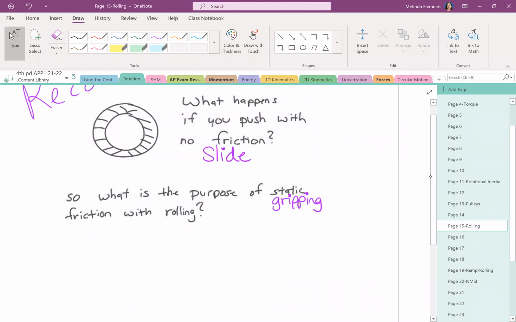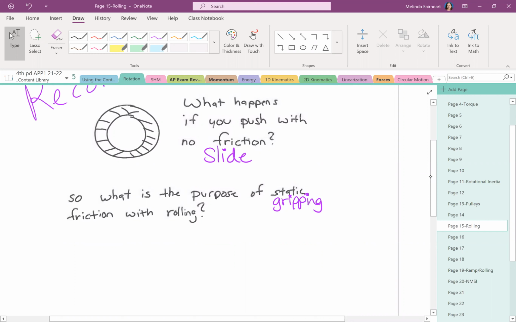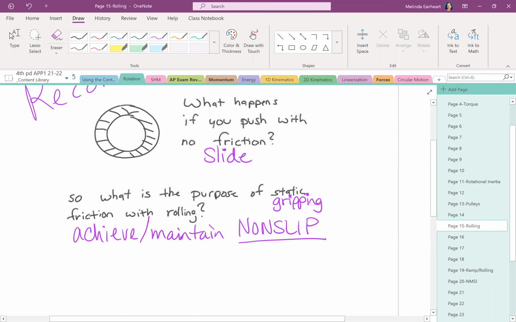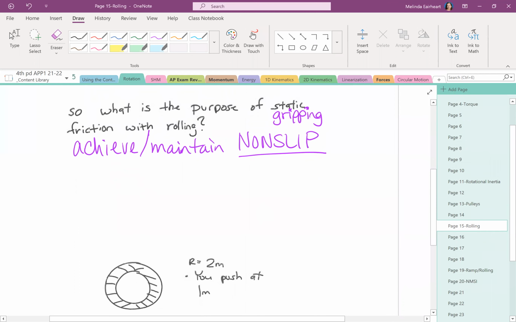And so what's the purpose of static friction, gripping friction with rolling? And so it is to grip, to rotate, but at the end of the day, it's to achieve, or you could say maintain, non-slip. Okay. And we had 3 equations for non-slip. And so your non-slip equations, maybe I write them underneath. It was that, I'll start with displacement. So if you unroll 1 revolution, your linear displacement would equal your angular displacement times radius.